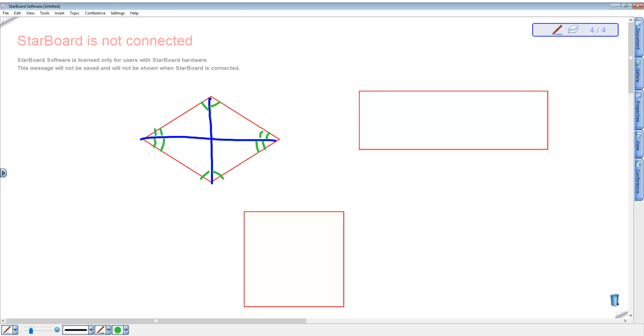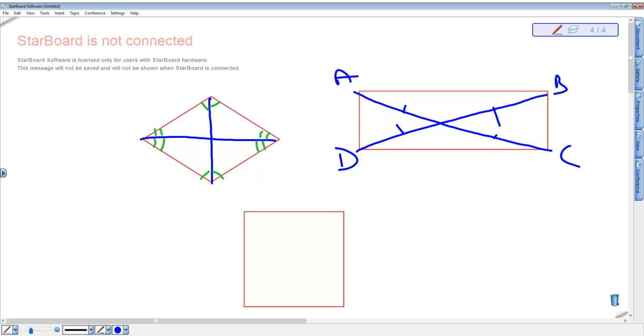And the last thing is about rectangles. If I draw diagonals in a rectangle, the two diagonals will be congruent to each other. So let's label this A, B, C, D. Then I can say in this case that AC is congruent to BD. So that's the rule about diagonals.